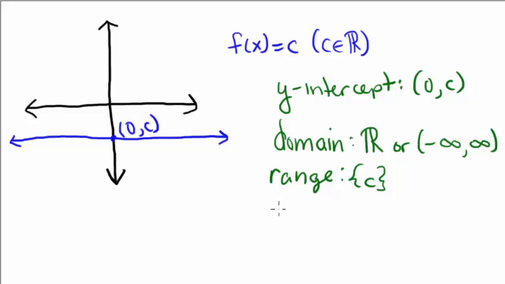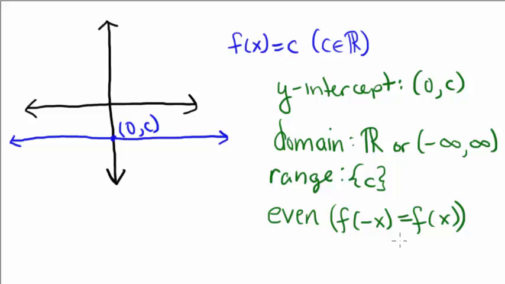Generally, constant functions have no x-intercepts. The only exception is the function f of x equals 0, which gives you the x-axis. And this is an even function. If you recall, an even function says that for any x, f of negative x and f of x are the same value. And if you look at this, you'll see that the constant functions do satisfy that criteria.